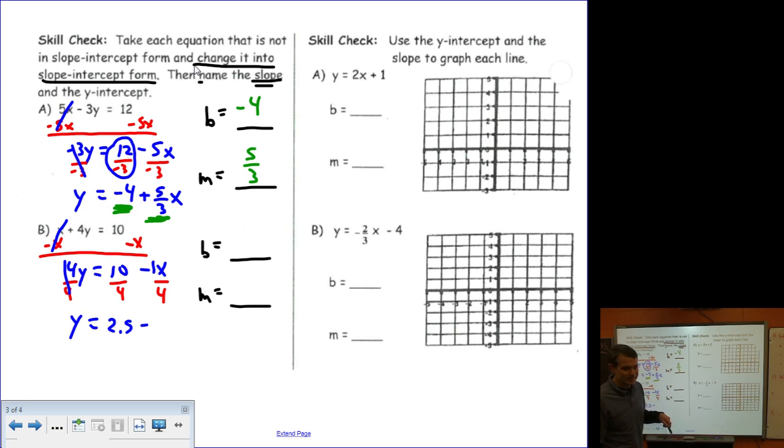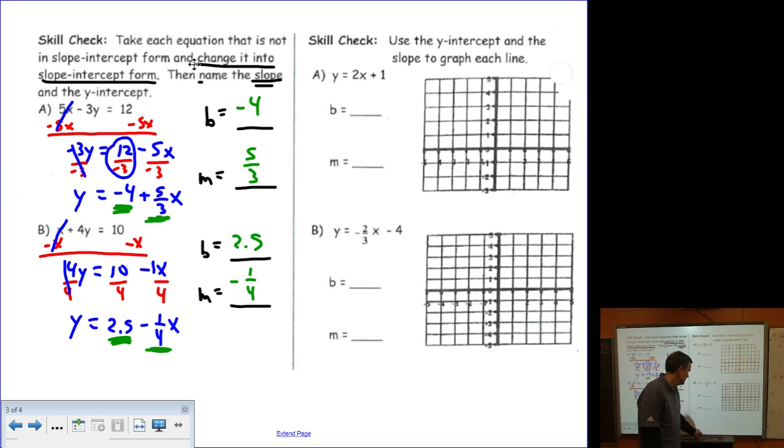I do not like to make the slope into a decimal. I prefer the slope be a fraction. So I'm just going to leave it as -1/4 x. And now that I'm in slope-intercept form, this number here is the y-intercept, that's the 2.5. And this number here, the -1/4, is the slope.